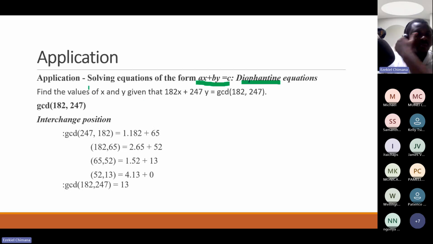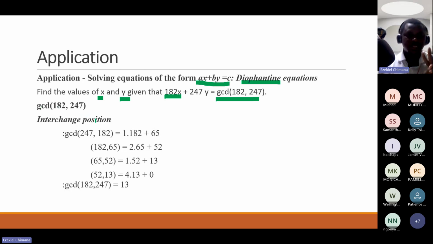Maybe given this example, find the values of X and Y, given that 182X plus 247Y is equal to the GCD of 182 and 247. So guys, first things first, you need to find the GCD of this, and then you solve the equation that 182x plus 247y is equal to that number that you get after finding the GCD. So first, we want to find the GCD of 182 and 247.